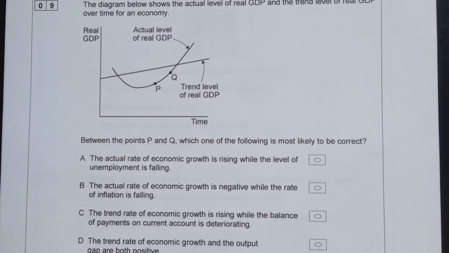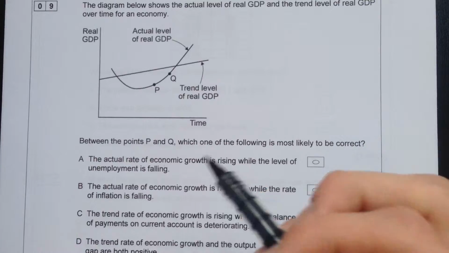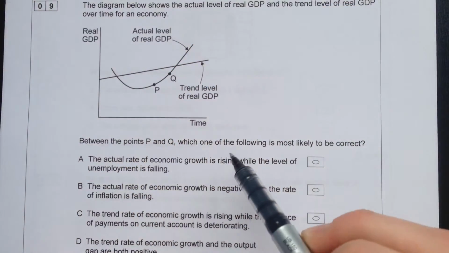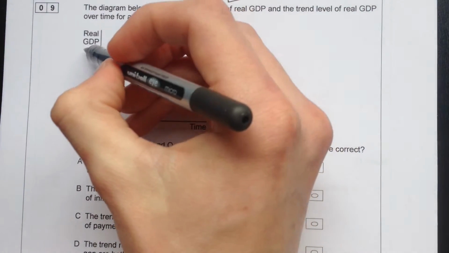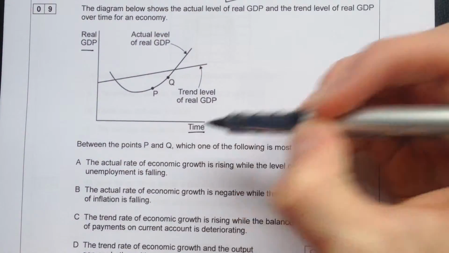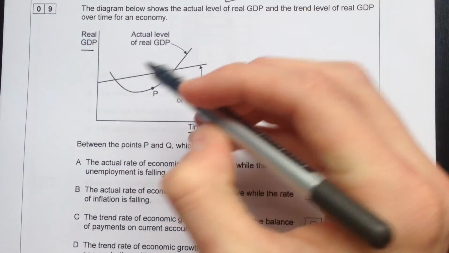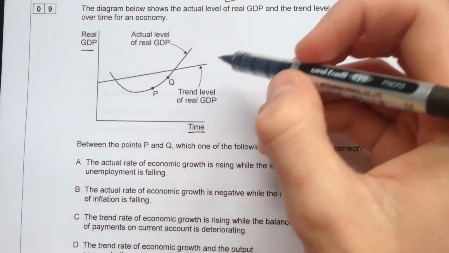So now we've got question 9. The diagram below shows the actual level of real GDP and the trend level of real GDP over time for an economy. Between the points P and Q, which one of the following is most likely to be correct? So we've got real GDP here, mapped out against the time. And this is the trend rate. So we'd expect our economy to grow at this rate. But it doesn't actually happen because it fluctuates like it does.